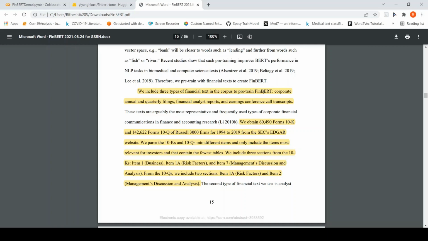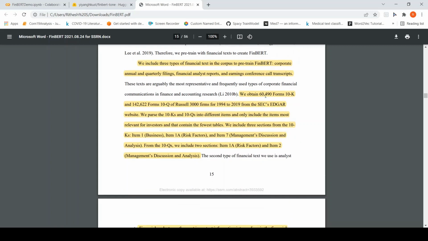What are the three types of financial text? One is corporate annual and quarterly filings, financial analyst reports, and earnings conference call transcripts. They say that they have obtained close to 60K Form 10-Ks and 142K Form 10-Qs of Russell 3000 firms for these many years. These forms basically have your quarterly and annual filings. That is what this is.